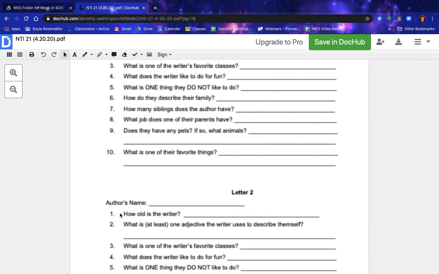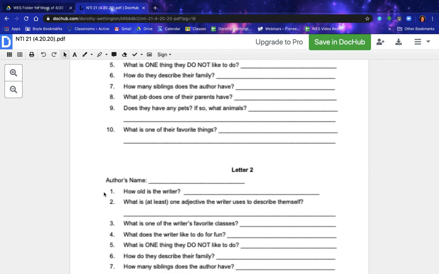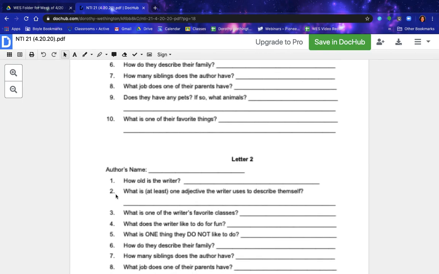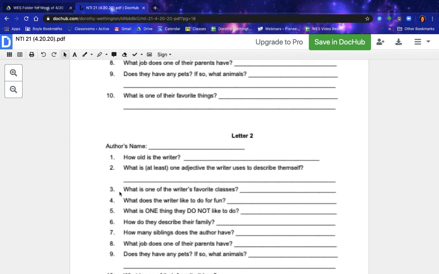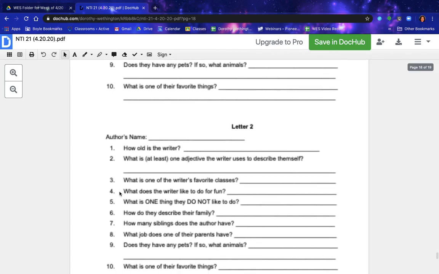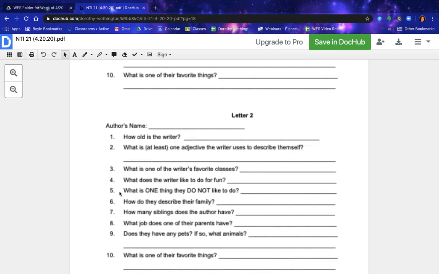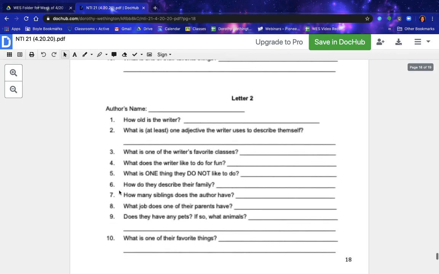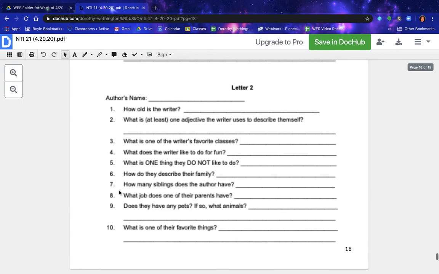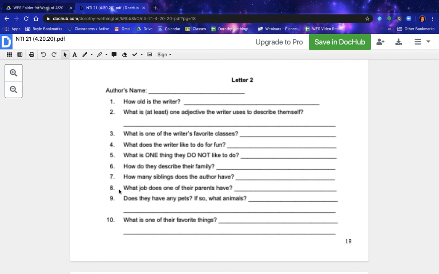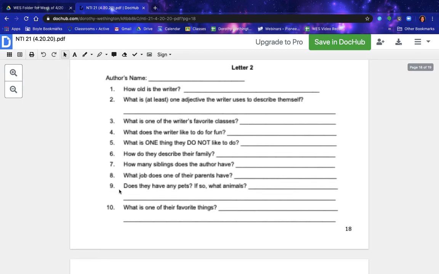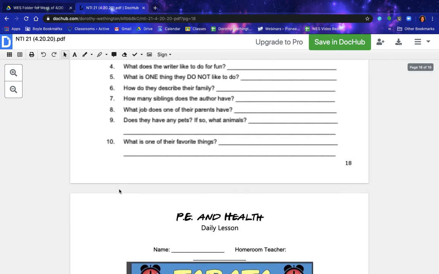For letter 2, the author's name. Number 1. How old is the writer? Number 2. What is at least one adjective the writer uses to describe themselves? Number 3. What is one of the writer's favorite classes? Number 4. What does the writer like to do for fun? Number 5. What is one thing they do not like to do? Number 6. How do they describe their family? Number 7. How many siblings does the author have? Number 8. What job does one of their parents have? Number 9. Do they have any pets? If so, what animals? Number 10. What is one of their favorite things?